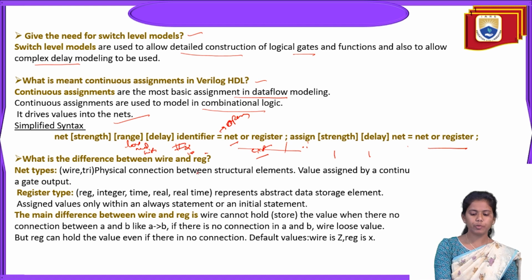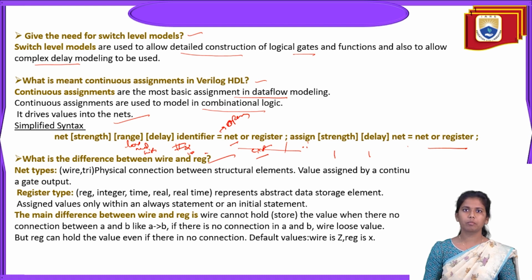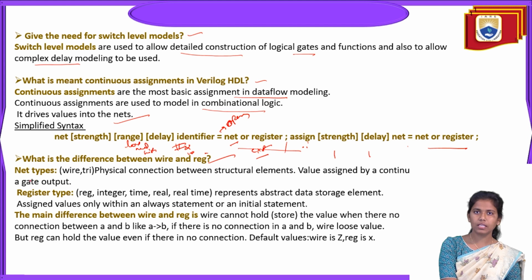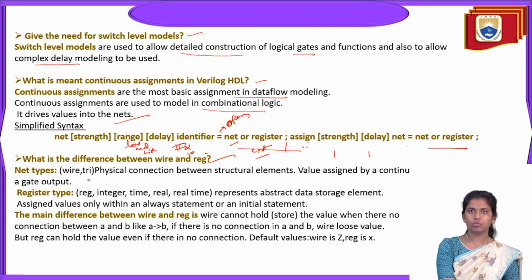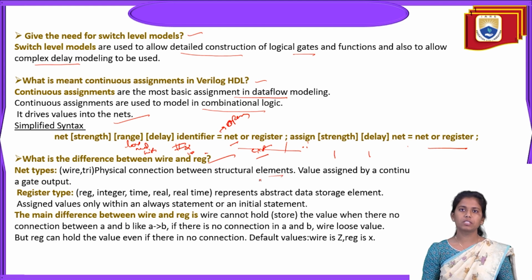Then the difference between wire and reg. So what are wire and reg? They are the nets. Okay, they are nothing but the variables. They are the nets for the interconnection purpose. So we'll see the net types, wire and tri: physical connections between the structural elements. As we discussed in the previous class, wire and tri are nothing but connectors.